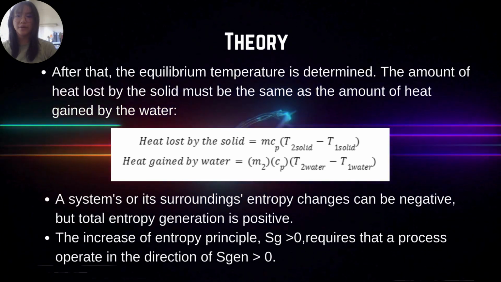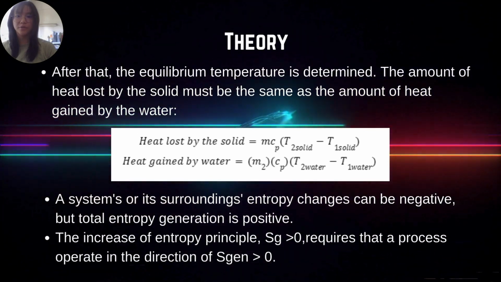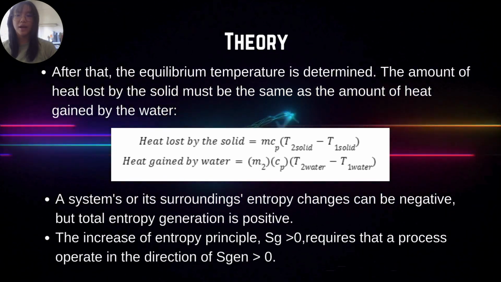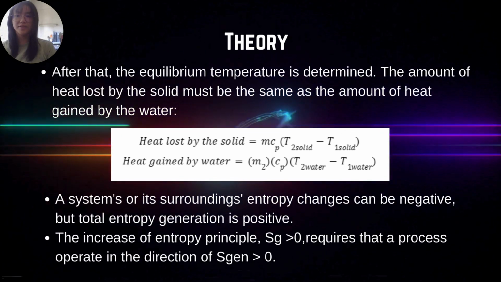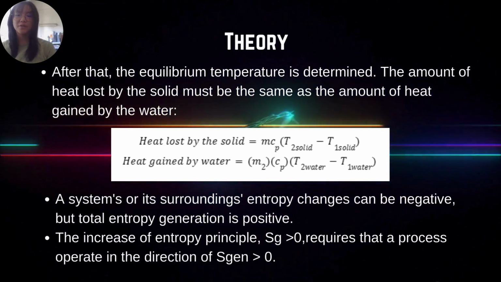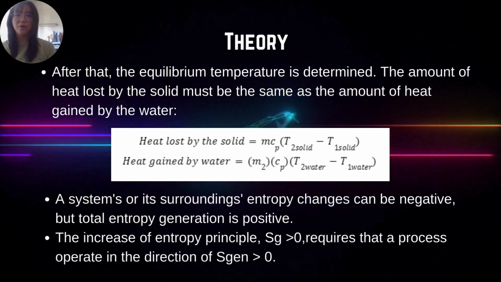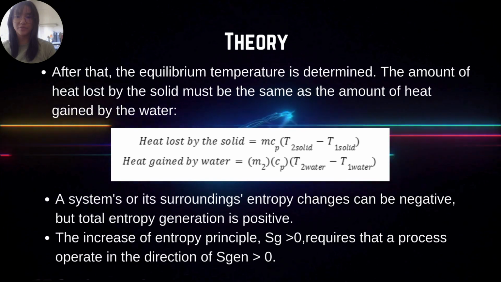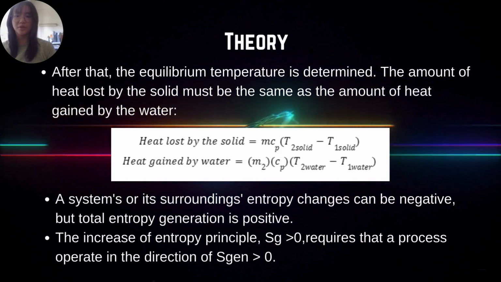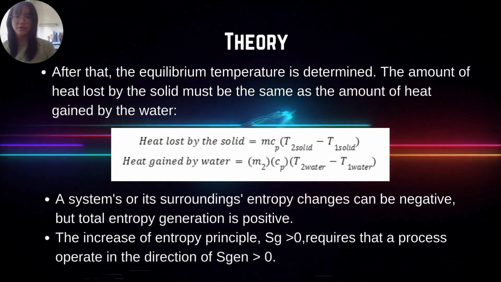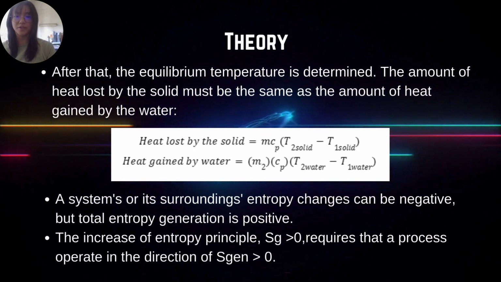The amount of heat lost by the solid must be the same as the amount of heat gained by the water. Heat lost by the solid equals m1 times Cp times the change of temperature of the solid. The second one is the heat gained by water, which equals m2 times Cp times the change of temperature of water. A system's or its surroundings' entropy change can be negative, but total entropy generation is positive. The increase of entropy principle, S generation more than zero, requires that a process operate in the direction of S generation more than zero.